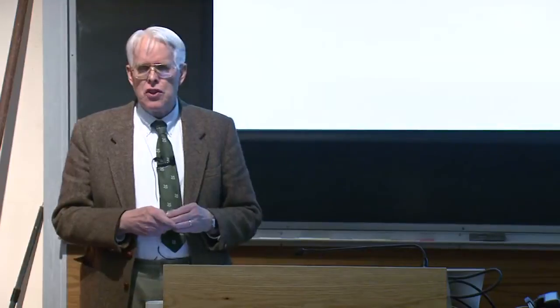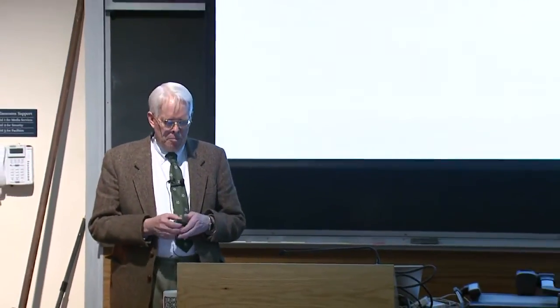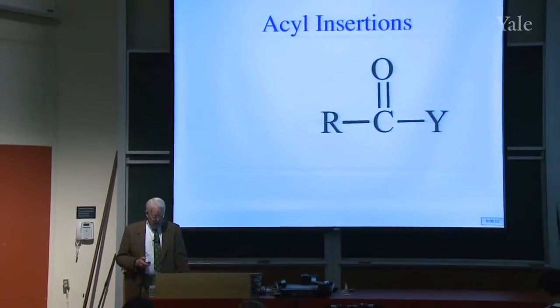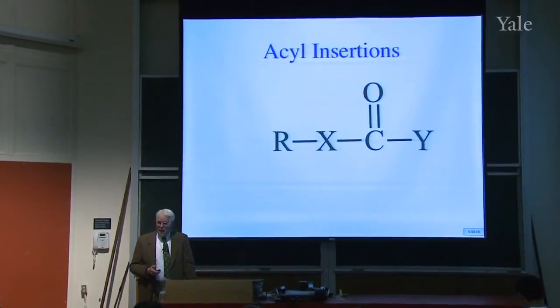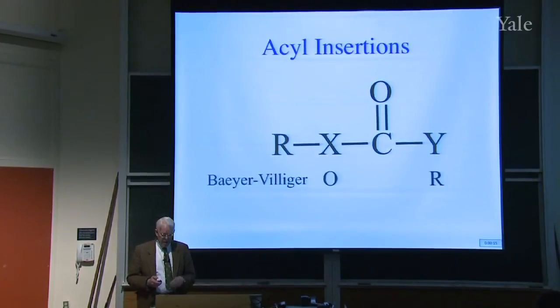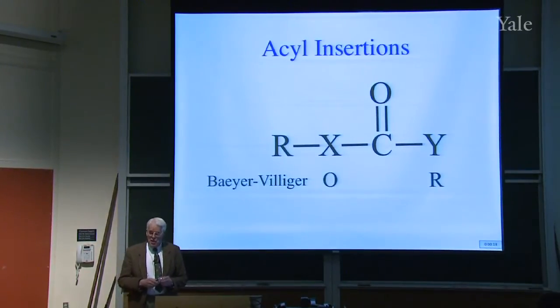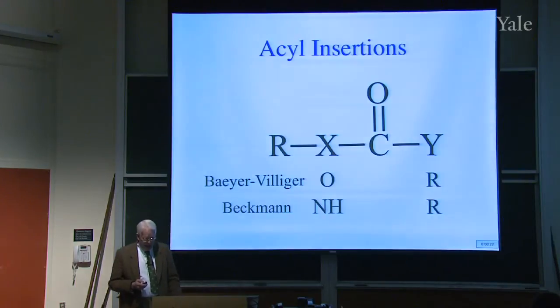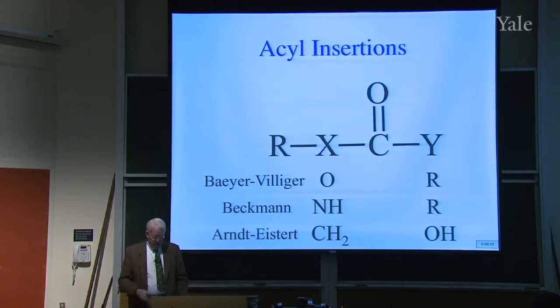So acyl insertion is to put an atom in the bond between the R and the carbonyl group, the acyl group. So you just move the R aside and put X in there. Okay? So X can be an oxygen, the Baeyer-Villiger reaction of ketones. It can be an NH group, so you can make an amine from a ketone. It can be a CH2 group, which is inserted into the carboxylic acid.